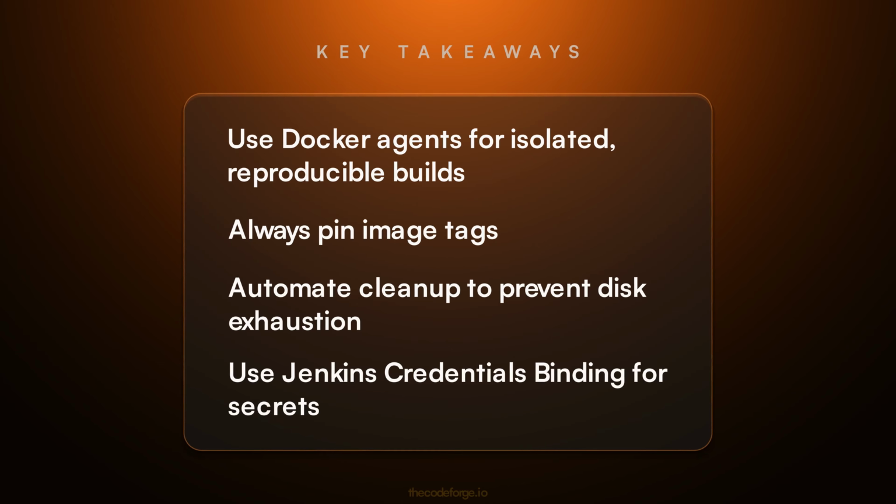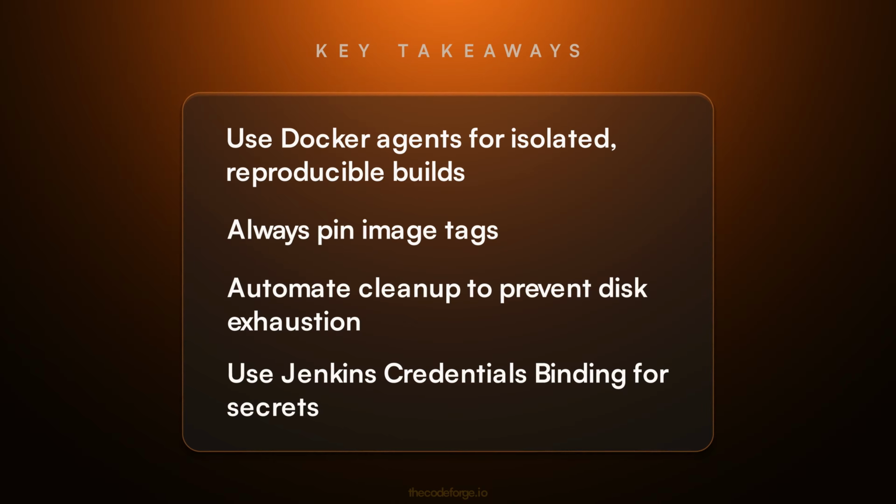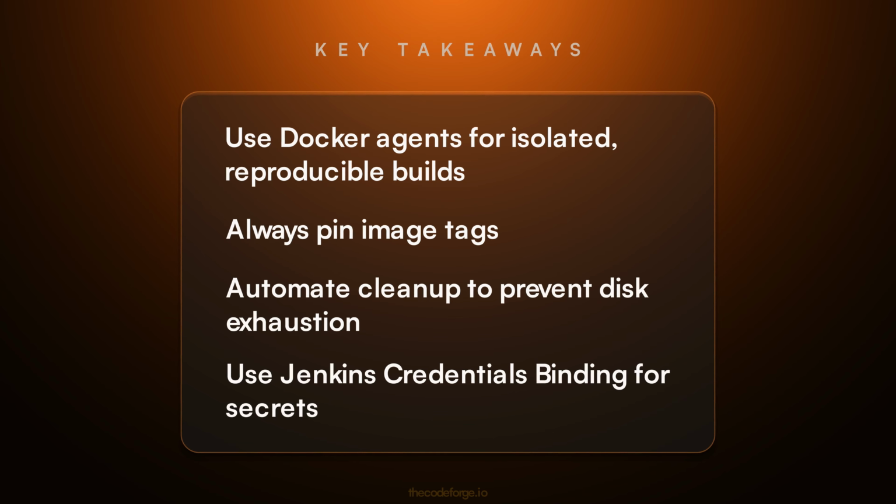To recap, use Docker agents to ensure isolated, reproducible build environments. Always pin Docker image tags to avoid unexpected breakage. Automate cleanup of dangling images and volumes to prevent disk exhaustion. Use Jenkins credentials binding for secrets and monitor Docker daemon health and disk usage with alerts.